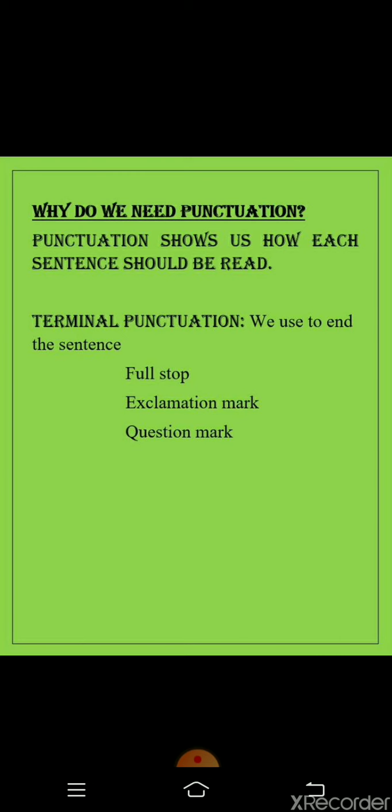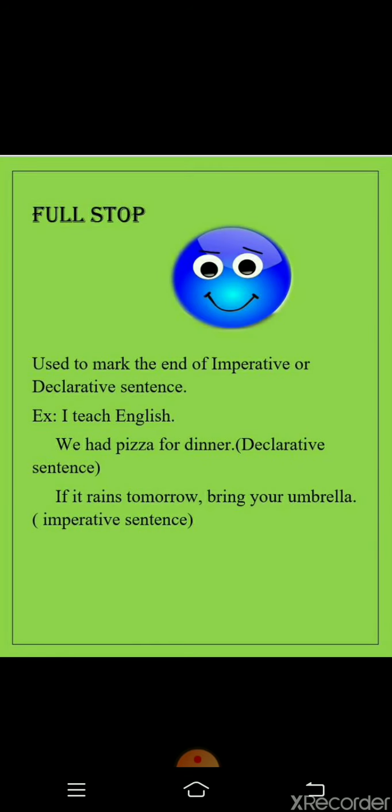The first type of punctuation marks are called terminal marks. What are they? Terminal punctuation marks. These are seen at the end of the sentence. There are three types of terminal punctuation marks: full stop, exclamation mark and question mark. Now the first one is full stop. Where do we use full stop? Full stop is used to mark the end of an imperative or declarative sentence.